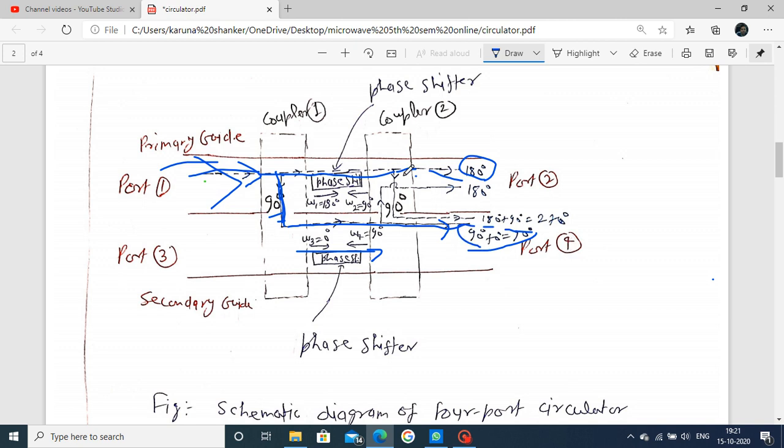Also observe that at coupler number 2, the wave also moves from primary to secondary waveguide. This also introduces a 90 degree phase shift here. It moves here, and this 90 degree shift is also introduced. Now observe that it also comes to port number 4.